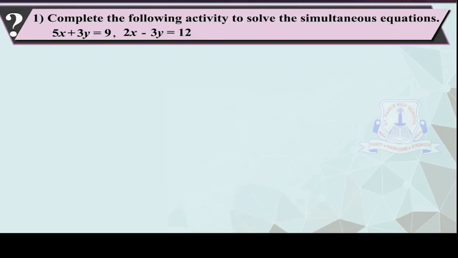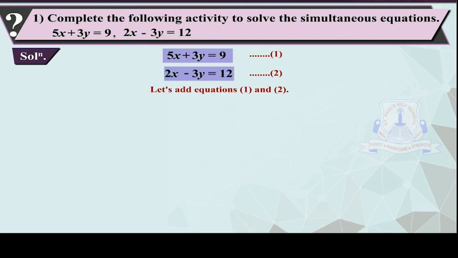Practice set 1.1. Complete the following activity to solve the simultaneous equations. 5x plus 3y equal to 9. 2x minus 3y equal to 12. Solution. 5x plus 3y equal to 9, equation 1. 2x minus 3y equal to 12, equation 2. Let us add equation 1 and 2.